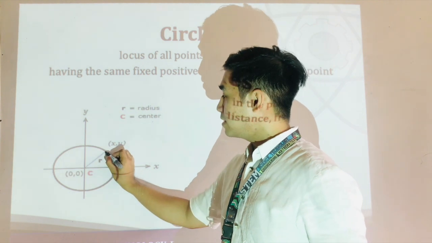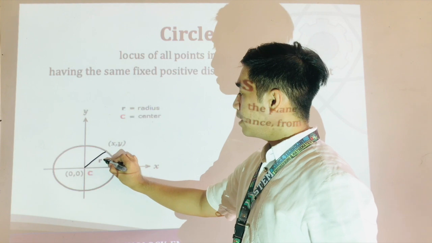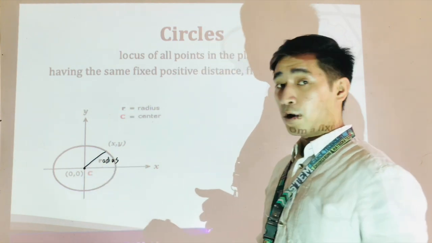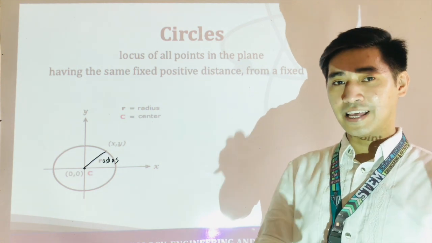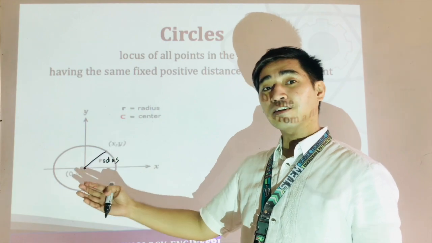So again, this is the fixed positive distance. We call that the radius. And this is the fixed point. We call that the center. So this is an illustration of the circle having the center at the origin.